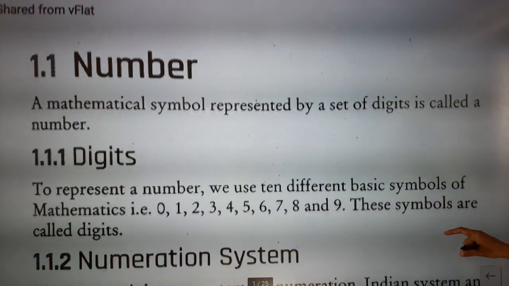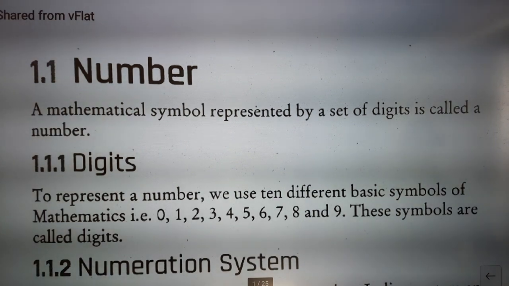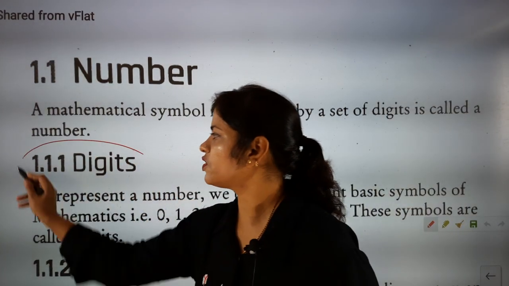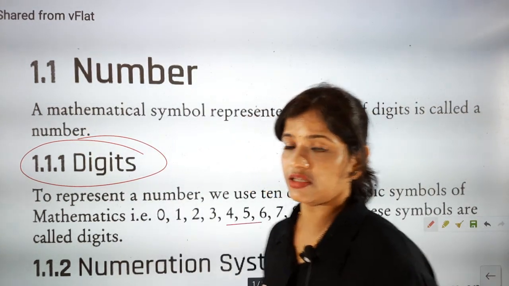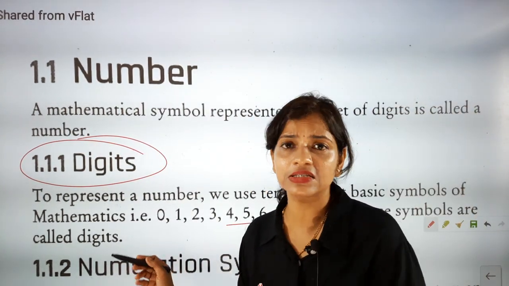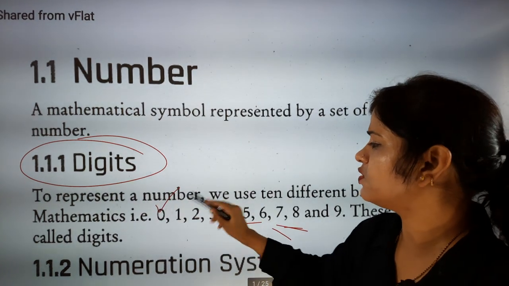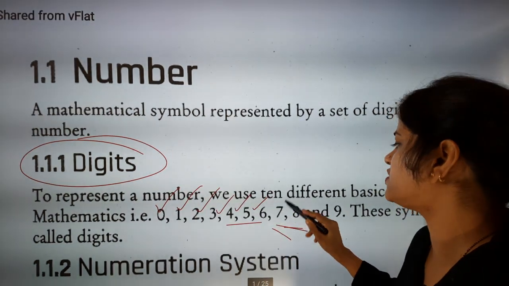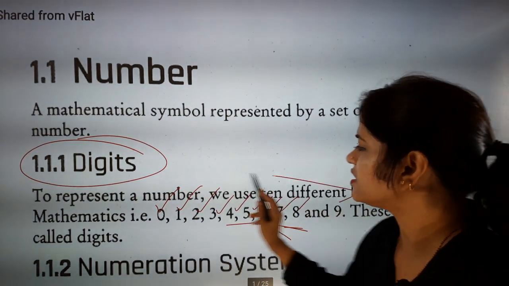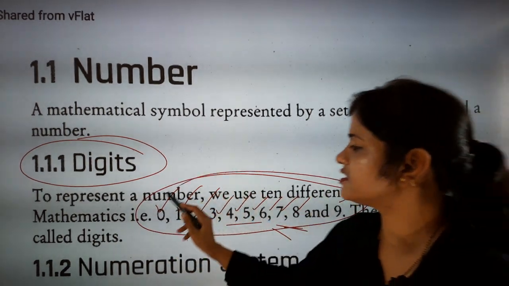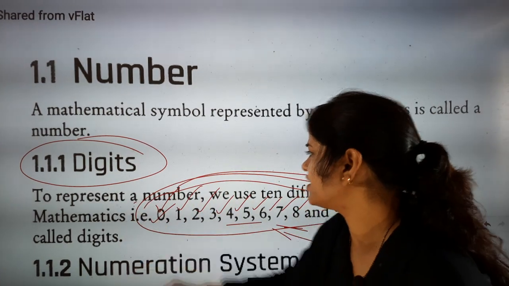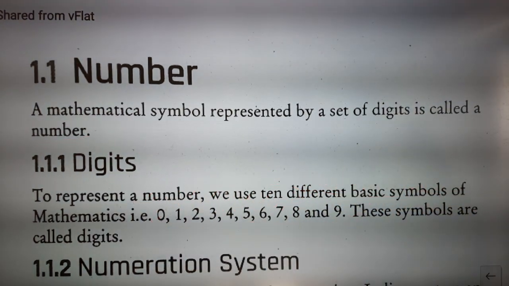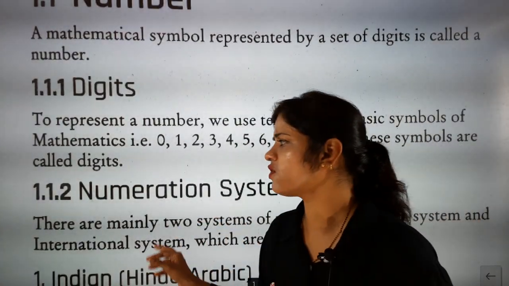So first, we will start very fast and we will discuss the most important points. First, what are digits? You know that there are a total of 10 single digits. What are the 10 single digits? They are 0, 1, 2, 3, 4, 5, 6, 7, 8, 9. So these are exactly the 10 single digits, including 0, and they are called digits.